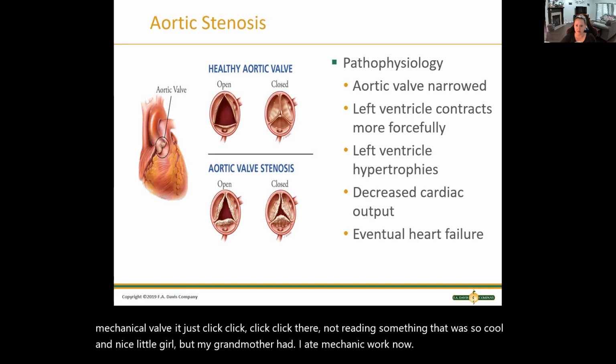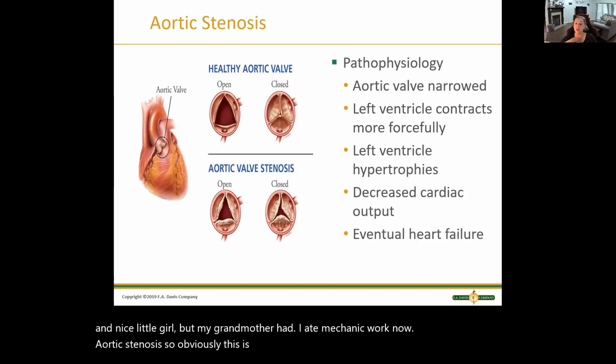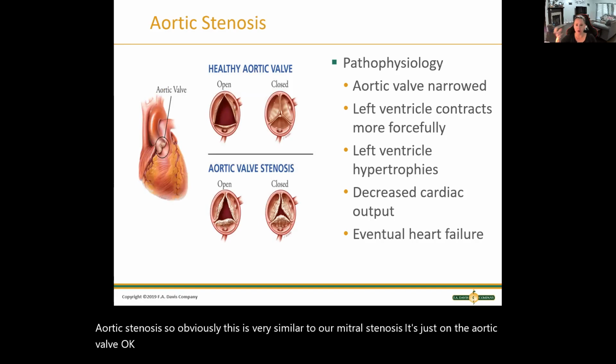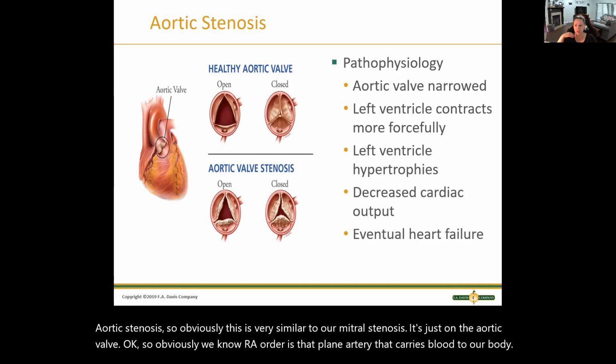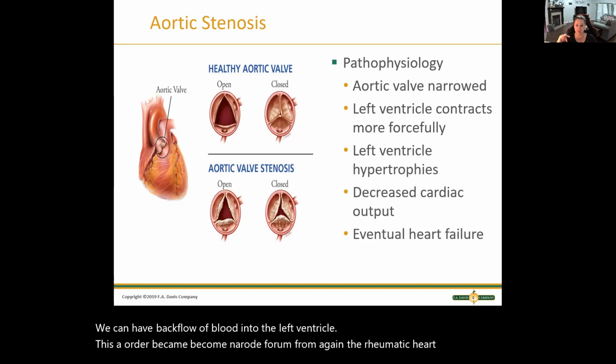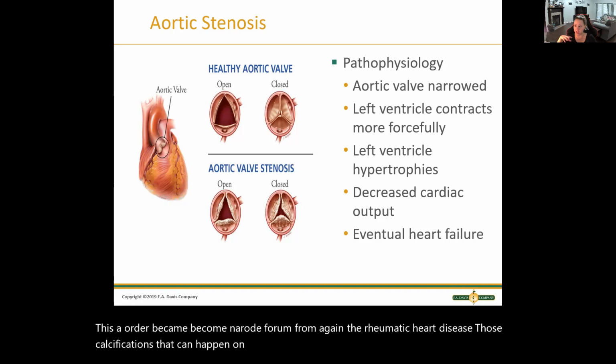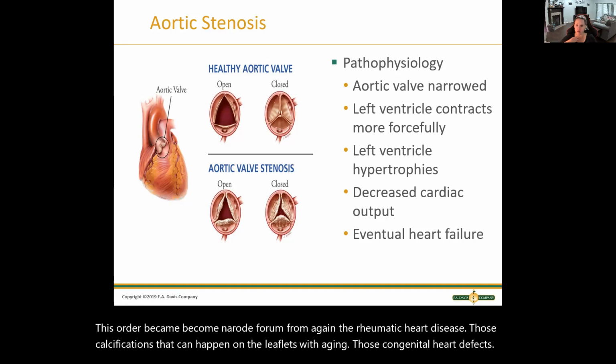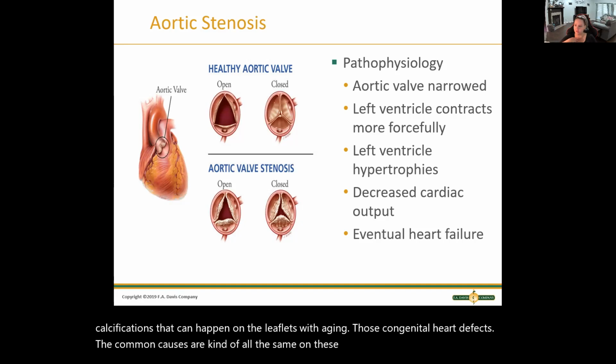Aortic stenosis. So obviously this is very similar to our mitral stenosis. It's just on the aortic valve, okay? So obviously we know our aorta is that main artery that carries blood to our body. When this is narrowed, we can have backflow of blood into the left ventricle. This aorta can become narrowed from, again, the rheumatic heart disease, those calcifications that can happen on the leaflets with aging, those congenital heart defects. The common causes are all the same on these valve disorders as well.